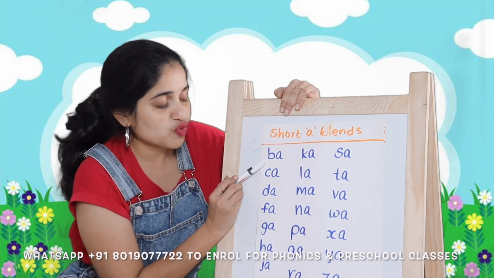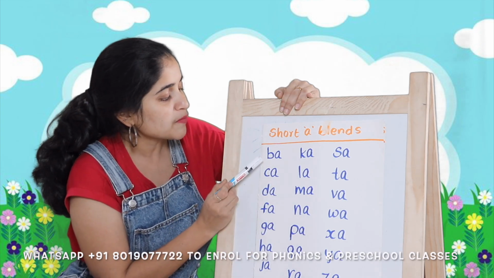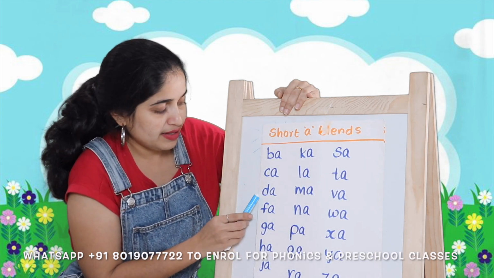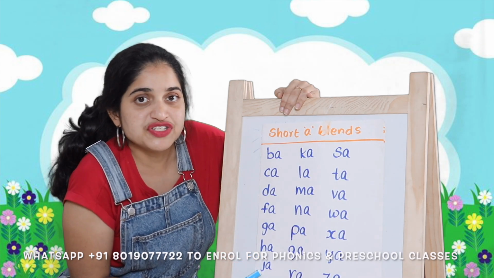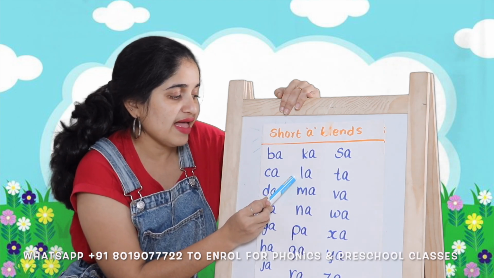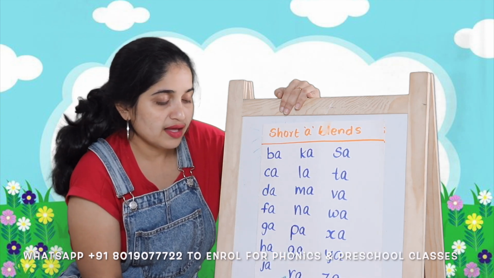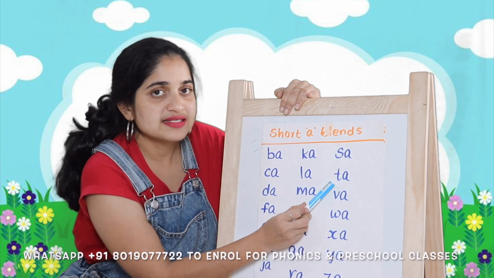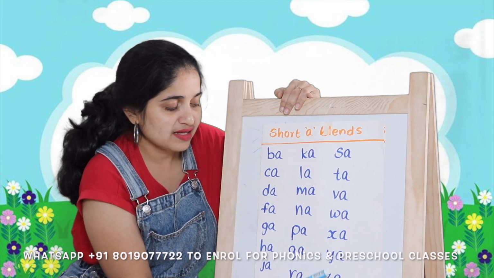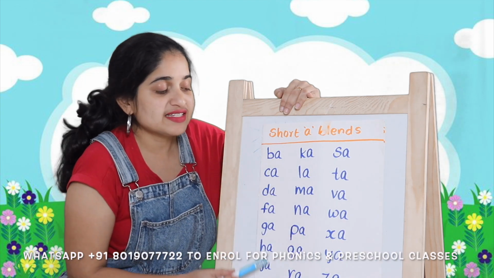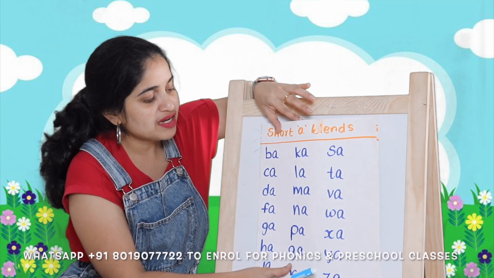I want you to write the consonants first, then the vowels like this for each and every alphabet. Ba, ca, da, fa, ga, ha, ja, ka, la, ma, na, pa, qua, ra, sa, ta, va, wa, xa, ya, za.